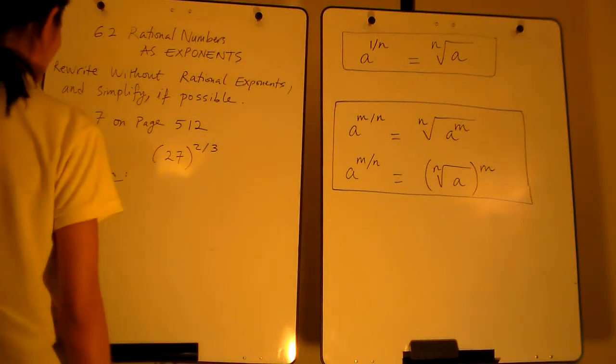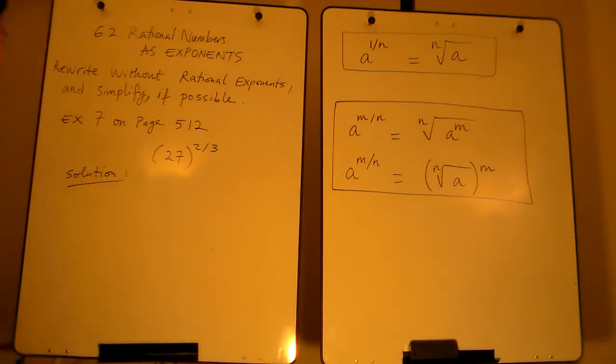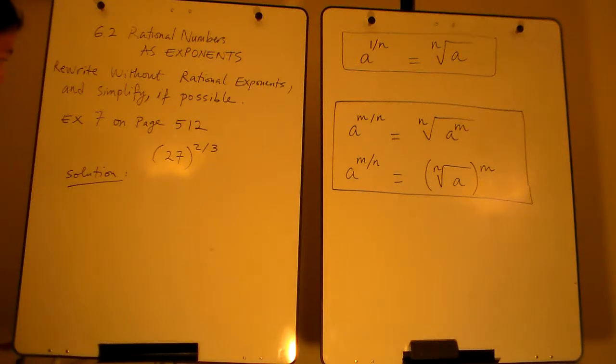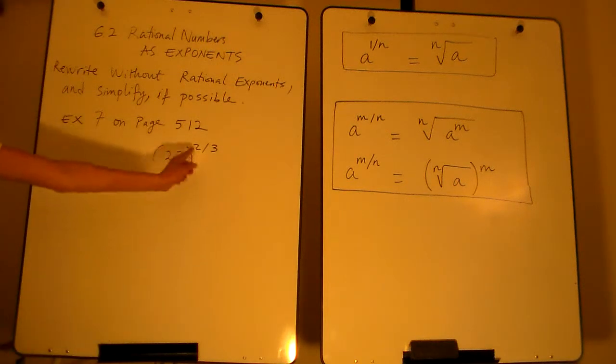Example 7 on page 512. Rewrite without rational exponents and simplify if possible. So we're given this expression with a rational exponent, and we want to write it without the rational exponent, without the 2/3 power, and then simplify as much as we can.